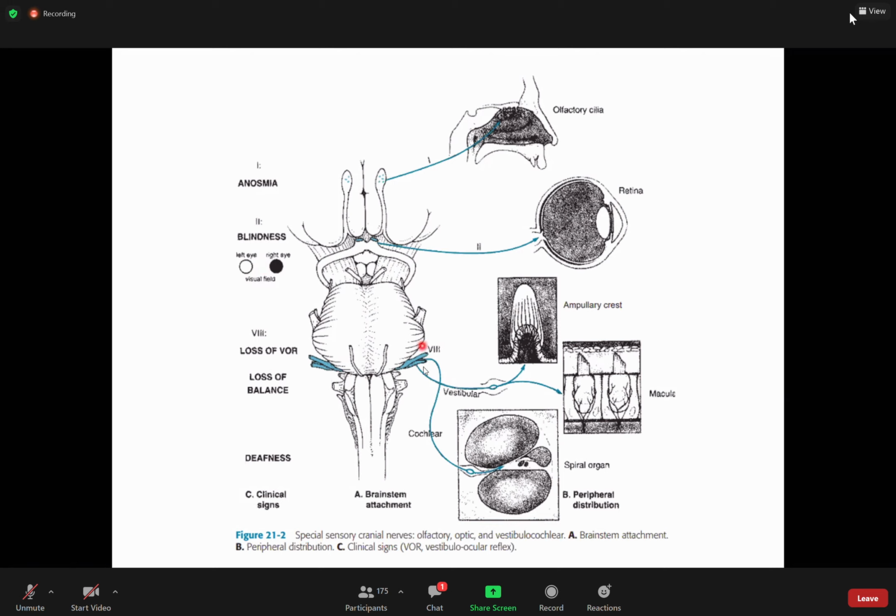Then the other special sensory nerves are the seventh and the eighth.